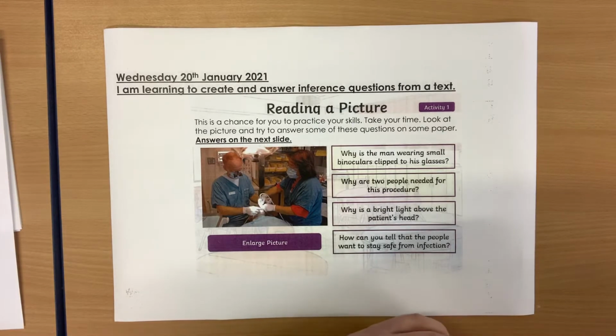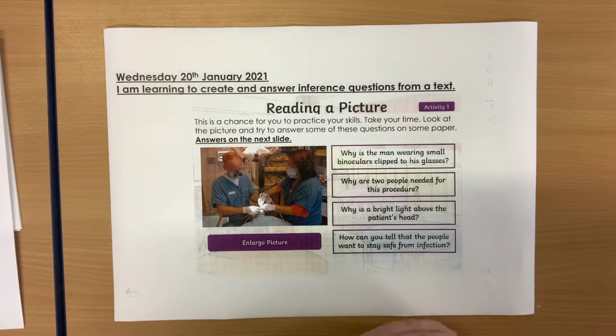So it says, why is the man wearing small binoculars clipped to his glasses? Why are two people needed for this procedure? Why is a bright light above the patient's head? How can you tell that the people wanted to stay safe from infection?